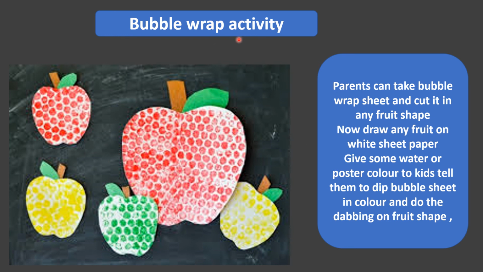Now again we have bubble wrap activity. For this bubble wrap activity, please take some bubble wrap sheet and cut it in any fruit shape. Now draw any fruit on white sheet paper and give some water or poster color to kids and tell them to dip the bubble sheet in colors and do the dabbing on the fruit shape. So like this, they will get the apple or any fruit shape you can draw there.